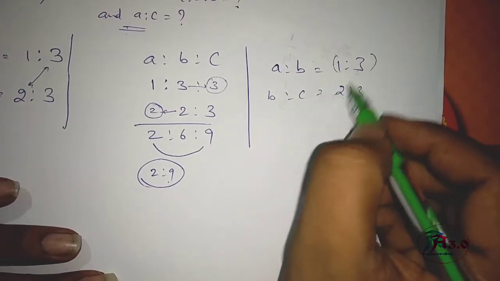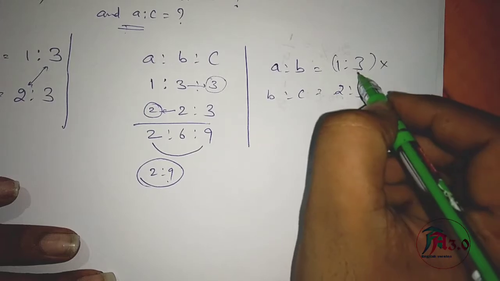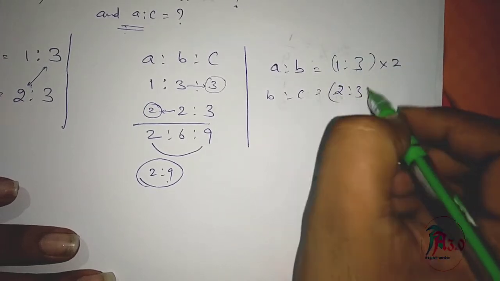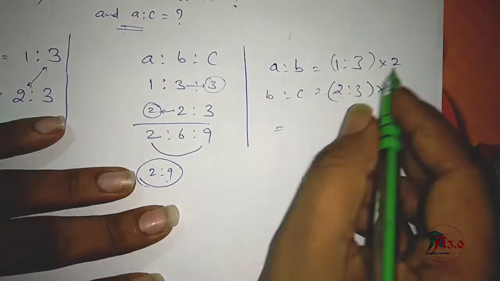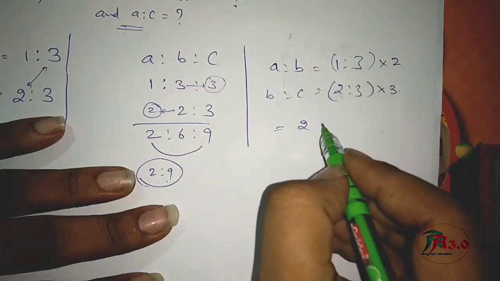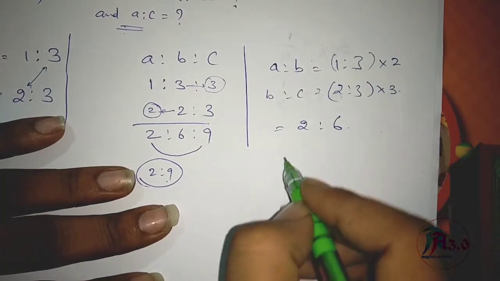We take the LCM of 3 and 2. So what do we multiply here with? We multiply here with 2, and what do we multiply here with? We multiply with 3. So here 2 into 1 is 2 and 2 into 3 is 6.